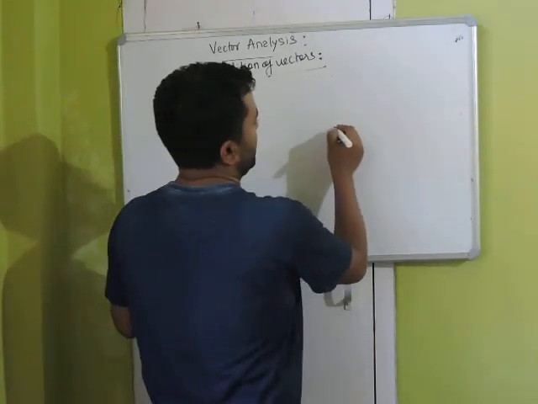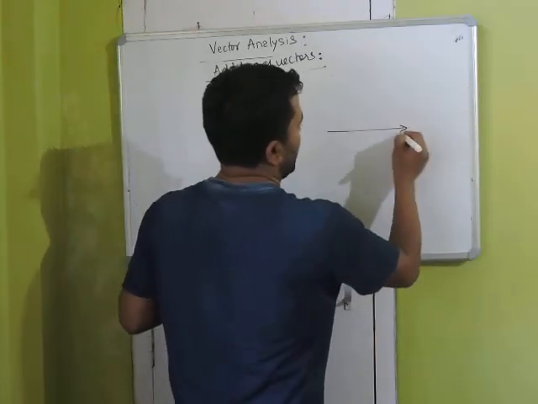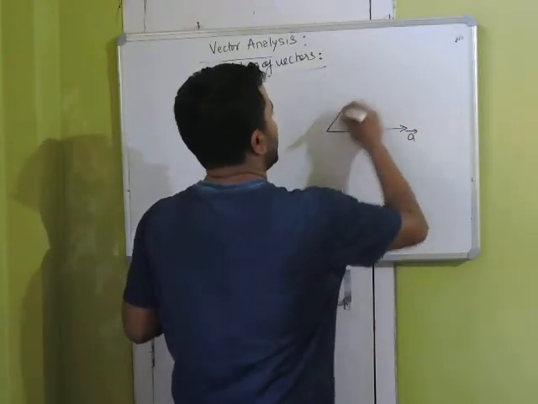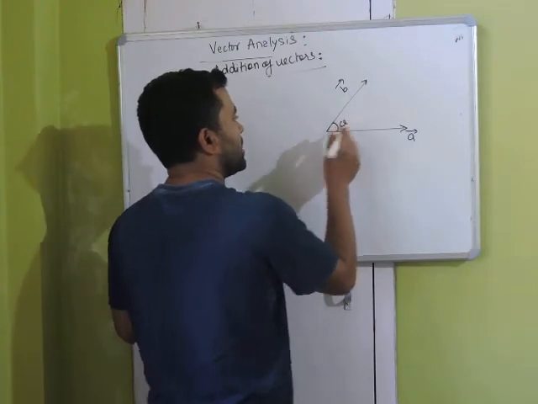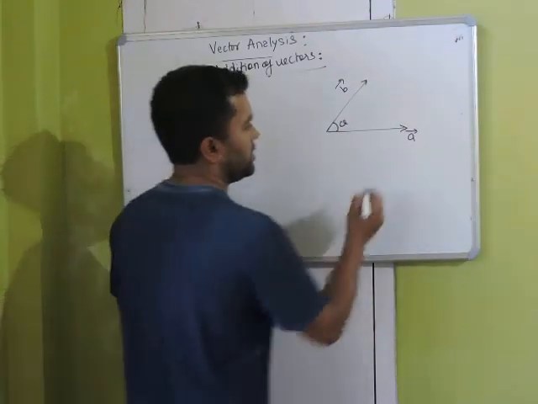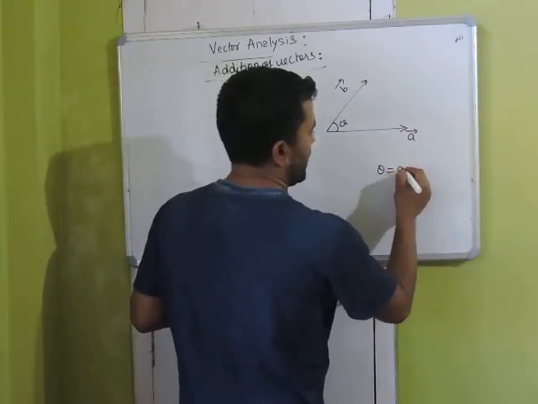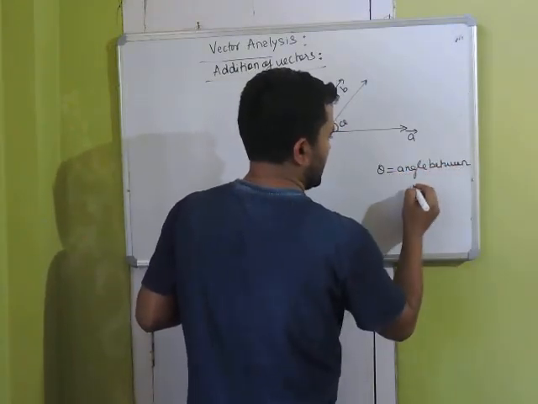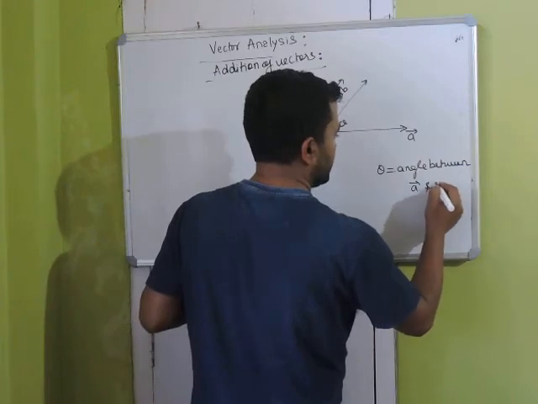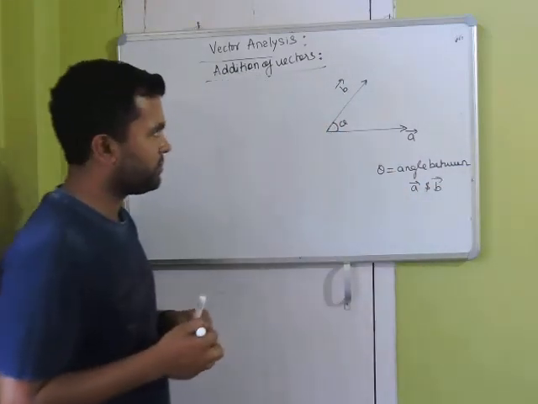So let us say we have a vector A and there is a vector B, and the angle between their tails is theta. So theta is the angle between the vectors A and B. How do you add them?